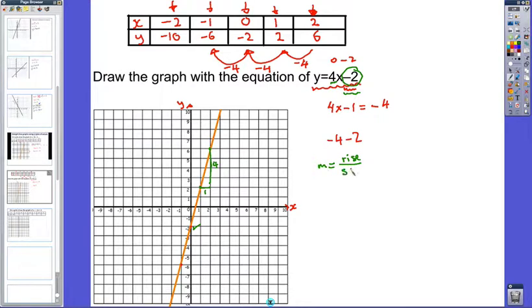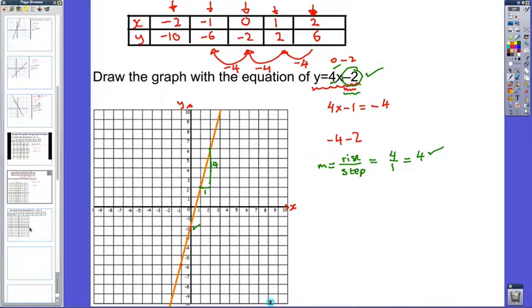Gradient is rise over step. Our rise is 4 and our step is 1. What's 4 divided by 1, which is just 4? Is our gradient 4 in the equation? Yes, it is. So our line is correct, it's accurate. And we're done. We've sketched y equals 4x minus 2.